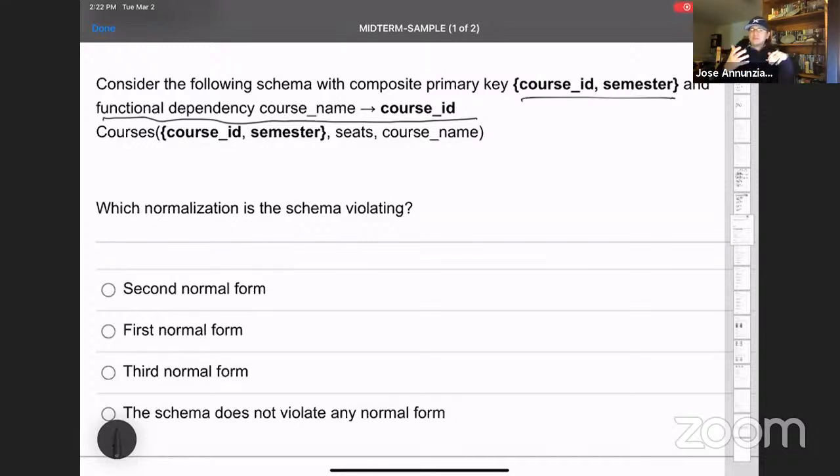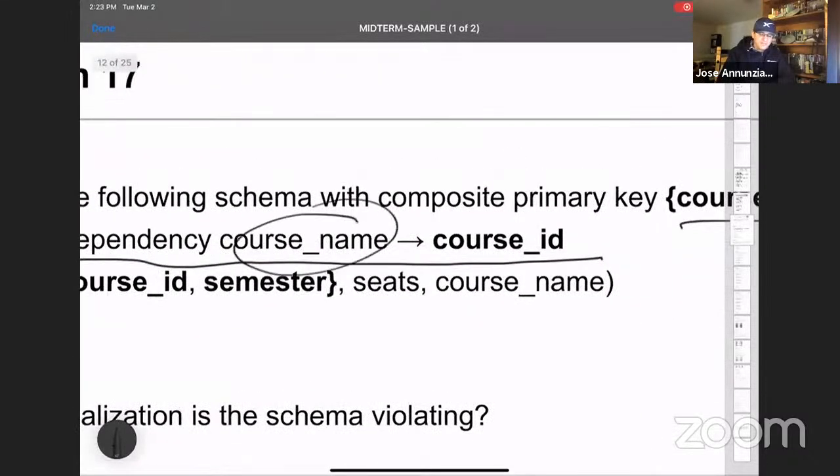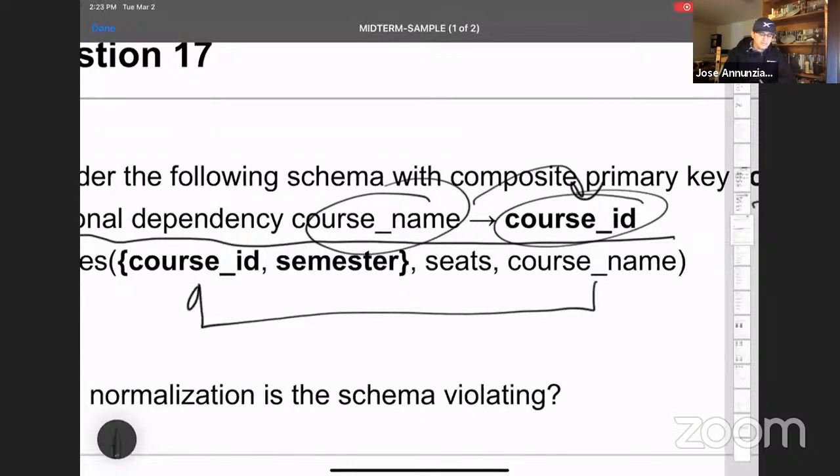If you have a composite key, then you should not have the case where the value of a field is entirely determined by half the key, or by some fields in the key. If you have multiple keys, it should be determined by the whole key. So this is what it's trying to say here: course name is fully determined by the course ID. If you know the course ID, then you know the course name. So there's a dependency between this one and this one, meaning there's no dependency between the course name and the semester, meaning in multiple semesters you can have the same course. I think this is taken straight from the slides as well.